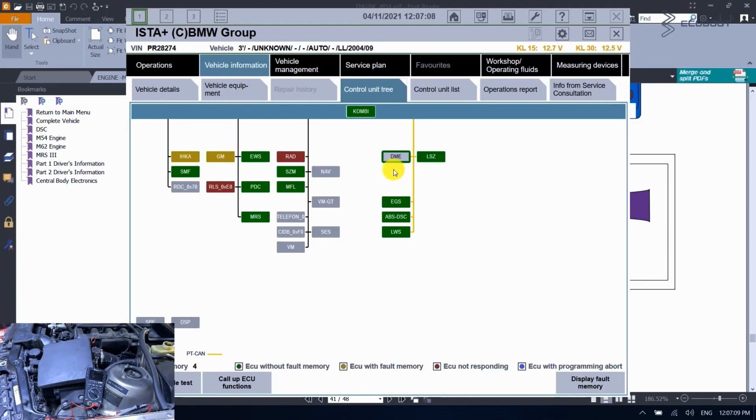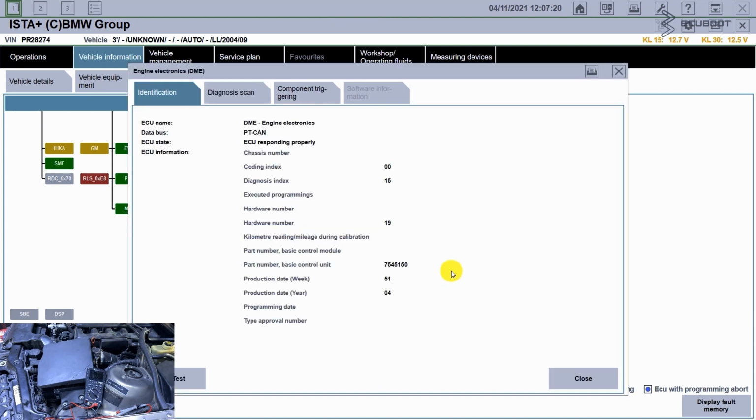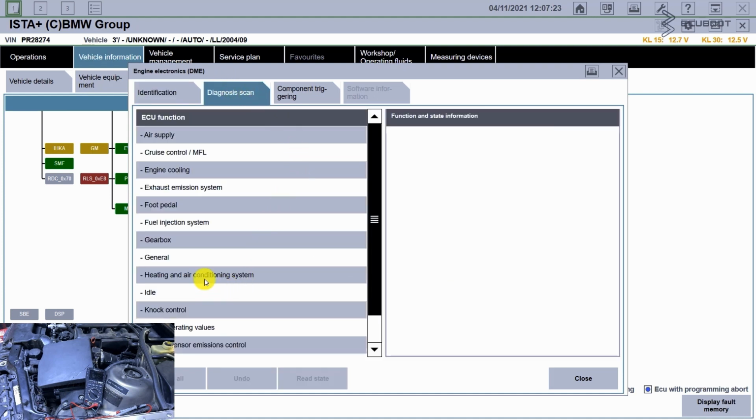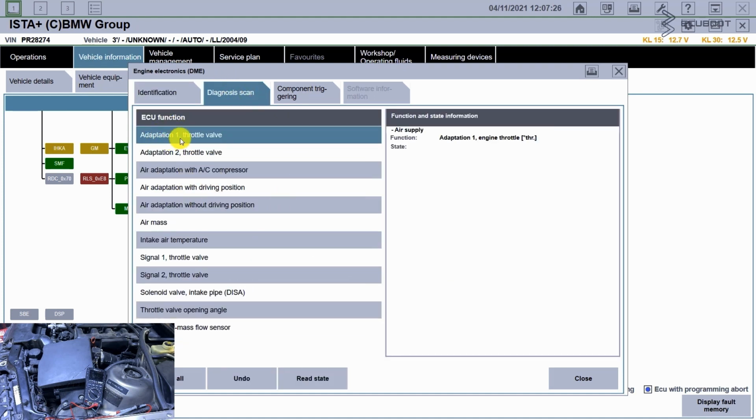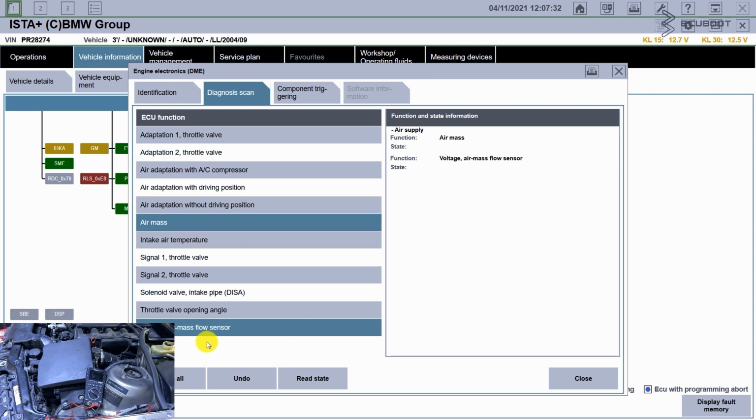On ISTA, choose scan DME. Go to diagnostic scan, choose air supply, then choose air mass and voltage air mass flow sensor and read the state. According to these state values, when the engine is not running, the data is 0.04 volts, which is similar to the value that we had on our multimeter earlier. And air mass is 0 kilograms per hour.